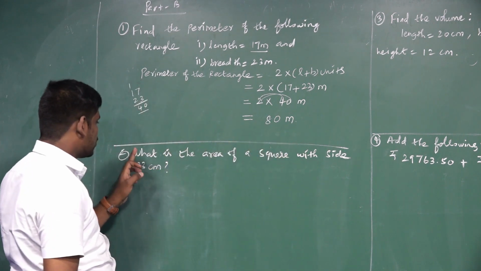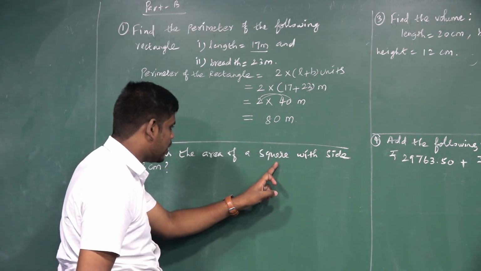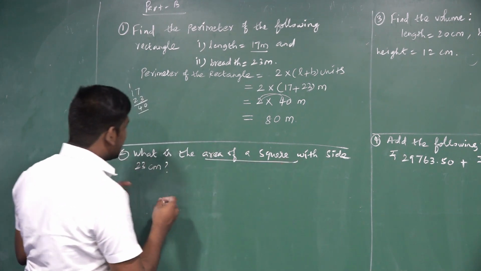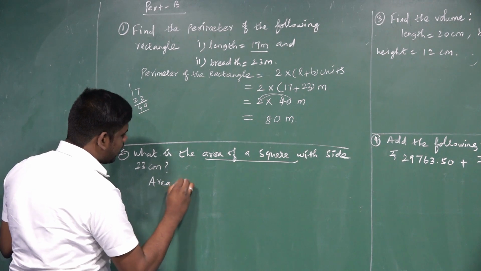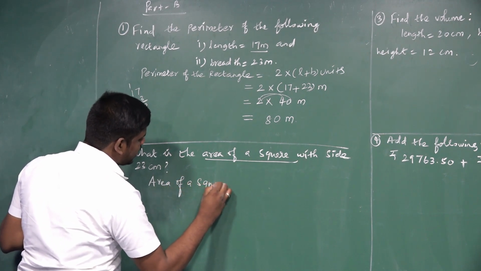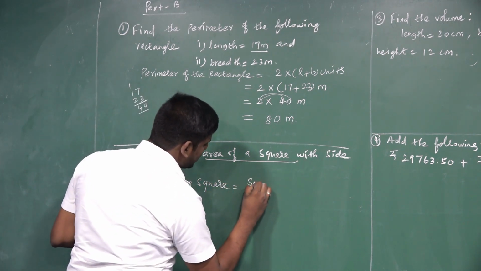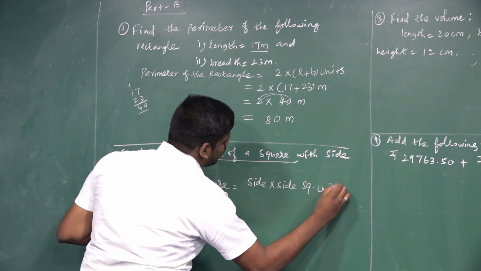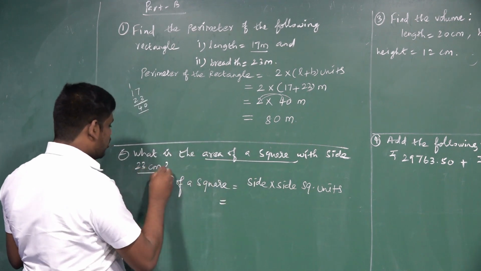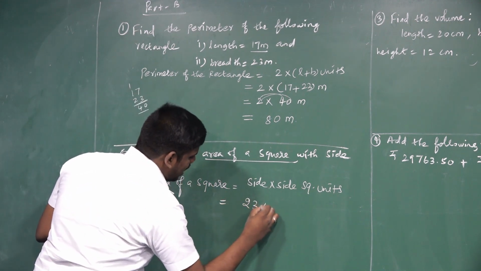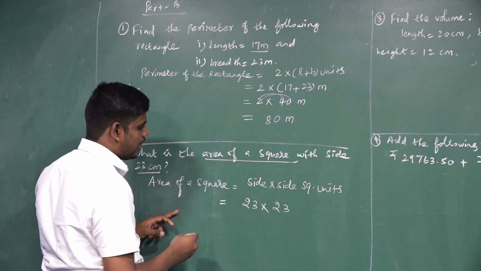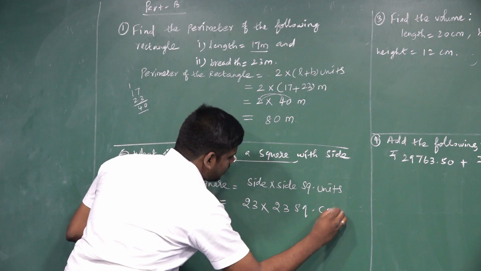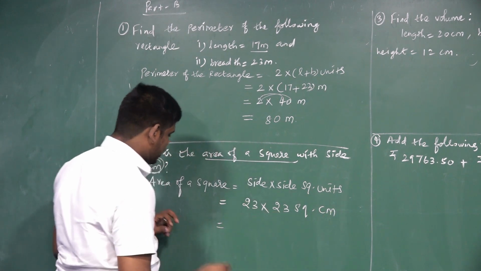Okay. Come to the next question. What is the area of a square with the side 23 meter? We have to calculate the area of a square. First we write the formula for the area of a square. I already told you, area of a square is side into side square unit. See, the value of side is 23, and 23 multiply with 23. The unit is centimeter. Then multiply 23 with 23.